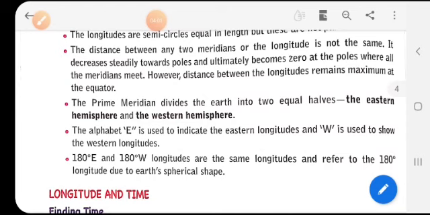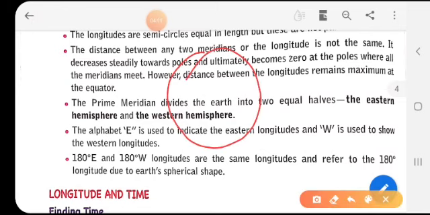So 180 degrees east and 180 degrees west longitudes are the same longitude. As you can see, when these lines go from east to 180 degrees at the back side, the eastern side and the western side meet at a single and the same line, which is the same longitude, and this line is 180 degrees longitude. It is not to be termed as east or west because it is the same line.